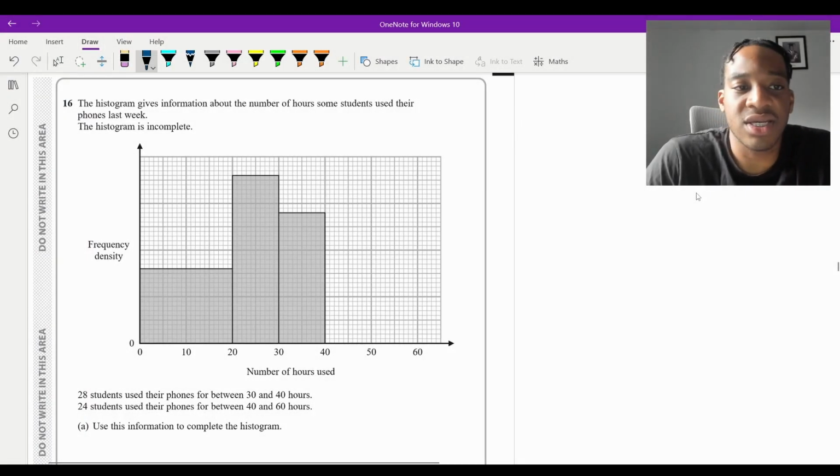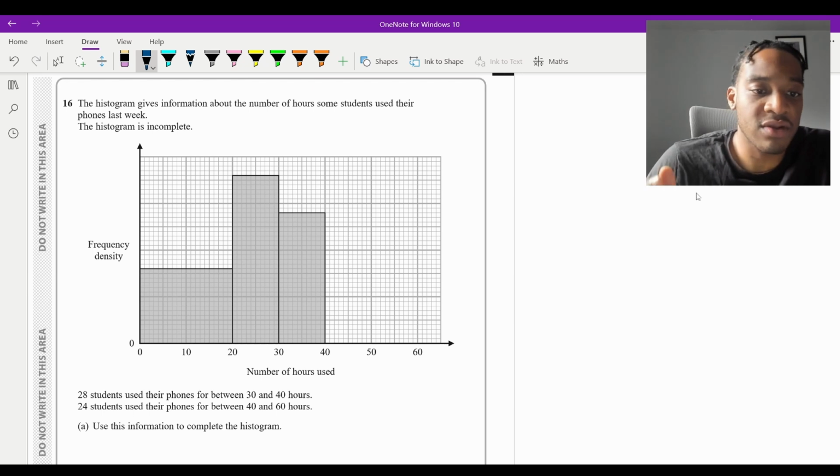Okay, so question 16 says, the histogram gives information about the number of hours some students used their phones last week. The histogram is incomplete. We've got the frequency density, which is not labeled, and the horizontal axis for the number of hours used. The question says 28 students use their phones for between 30 and 40 hours, and 24 students use their phones for between 40 and 60 hours. We need to use this information to complete the histogram.